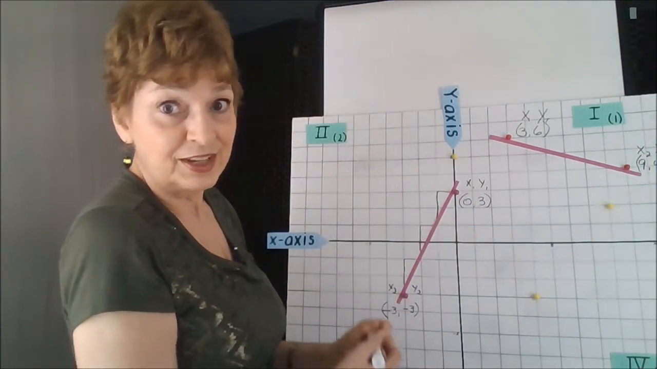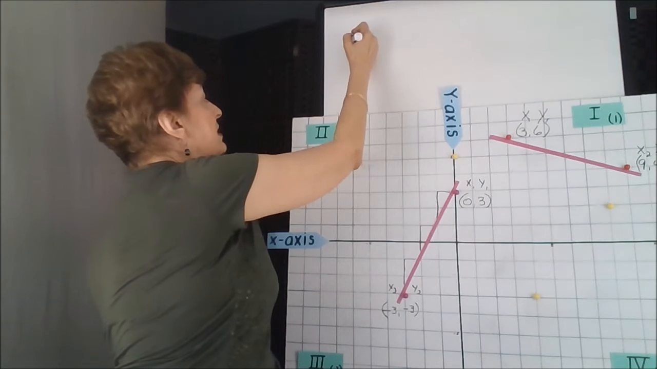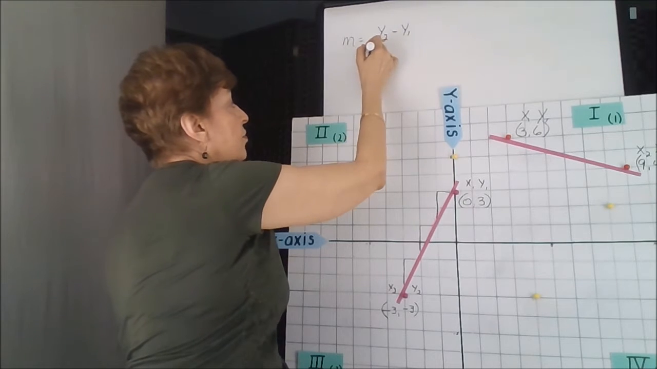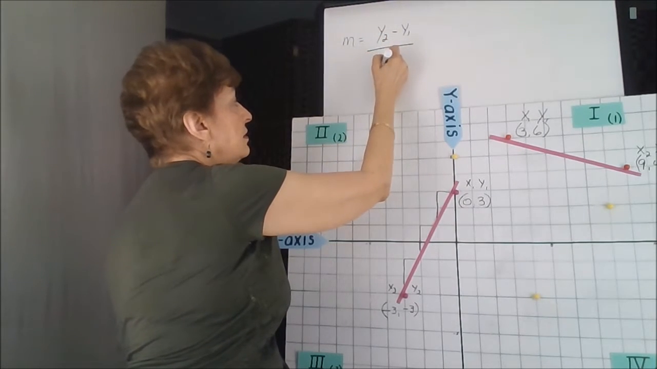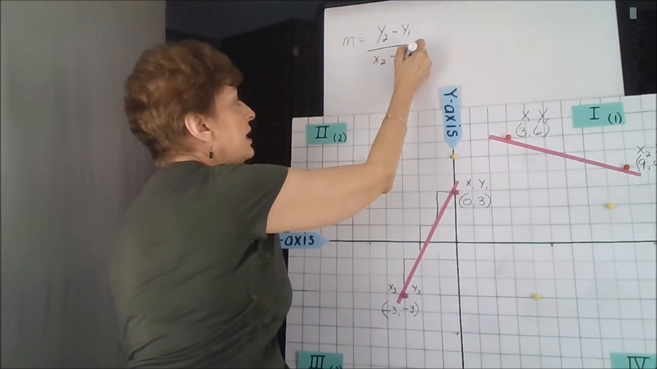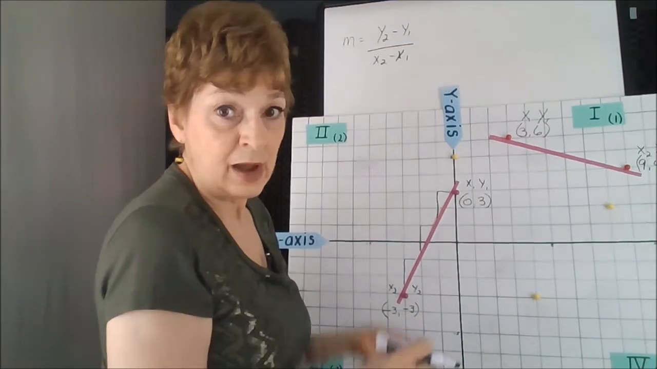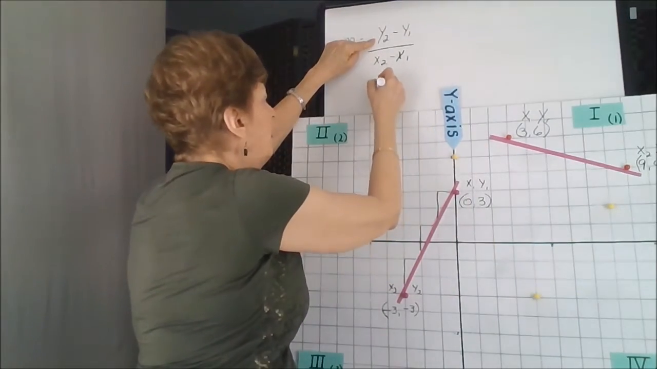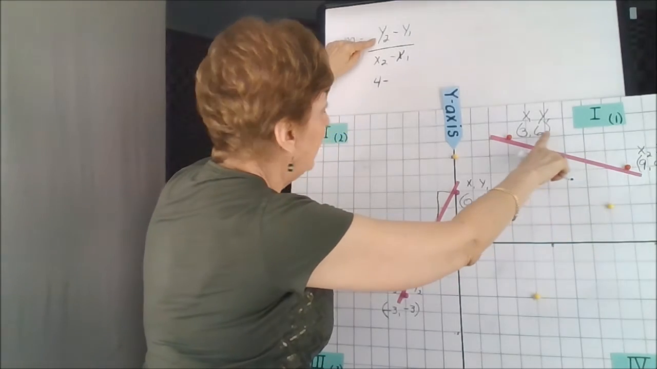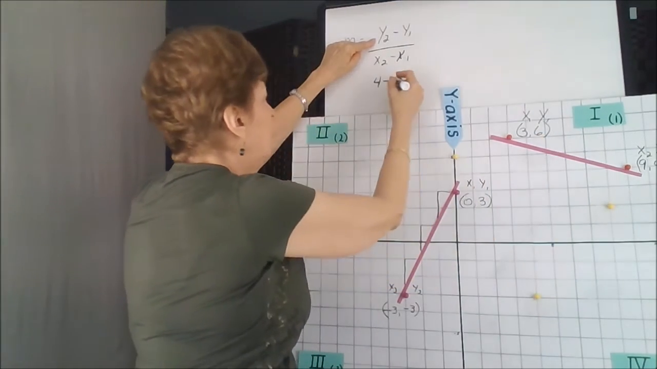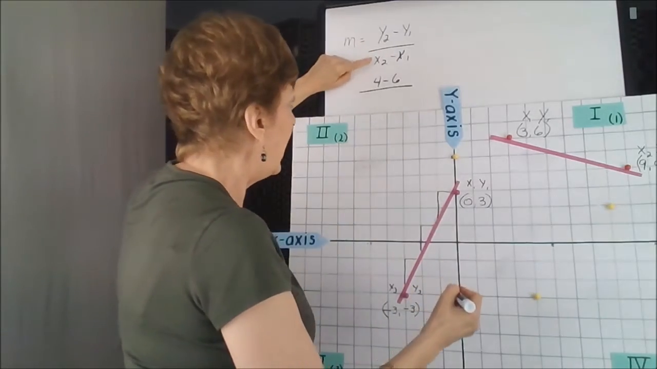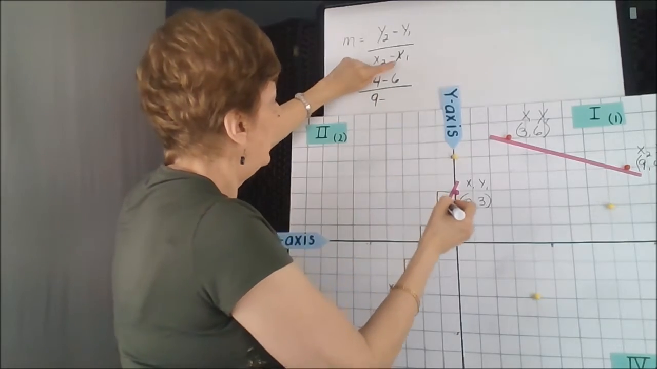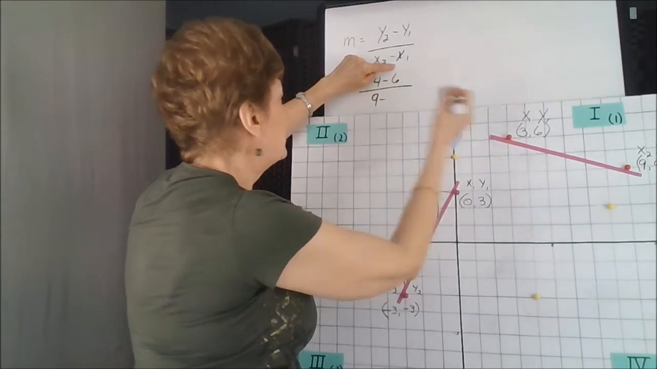We're now ready to do our calculation. M is equal to, we'll always start with our formula because it's much easier to get our formula out there to match the numbers. Now we'll insert our values. Y2 is 4 minus y1, which is 6. x from the second point is 9 minus x from the first point, which is 3.